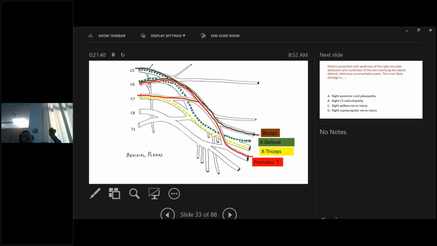Okay. Yes. Is it clear? Not. Can you repeat, please? Posterior cord. Okay, we'll go back. So the affected muscles are the deltoid and the triceps, correct? Yes. Let's go with the deltoid.